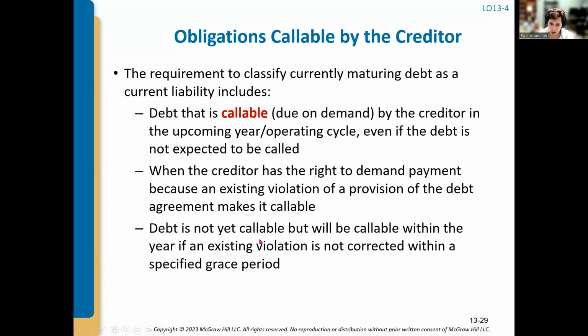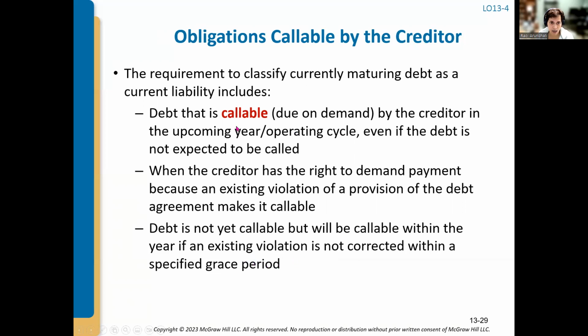Debt that's not yet callable, but will be callable within the year if the existing violation is not corrected within the specified grace period. So we always have this, that if I make a mistake, something goes wrong. Well, let's hope it's just a mistake. I make a mistake and I violate one of the terms. I'm given a grace period. It could be 30 to 90 days, whatever it is, whatever is in the fine print. If I don't make the correction within that grace period, then again, I have to reclassify it as a current liability.